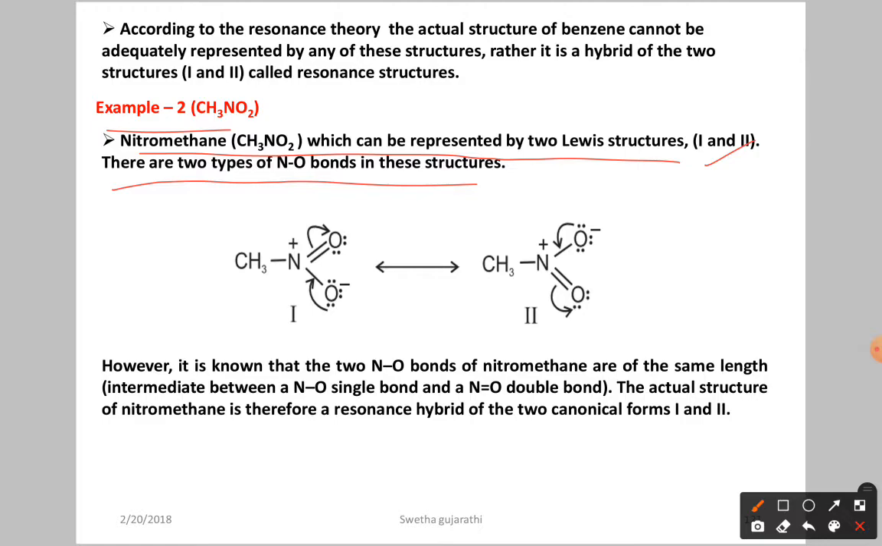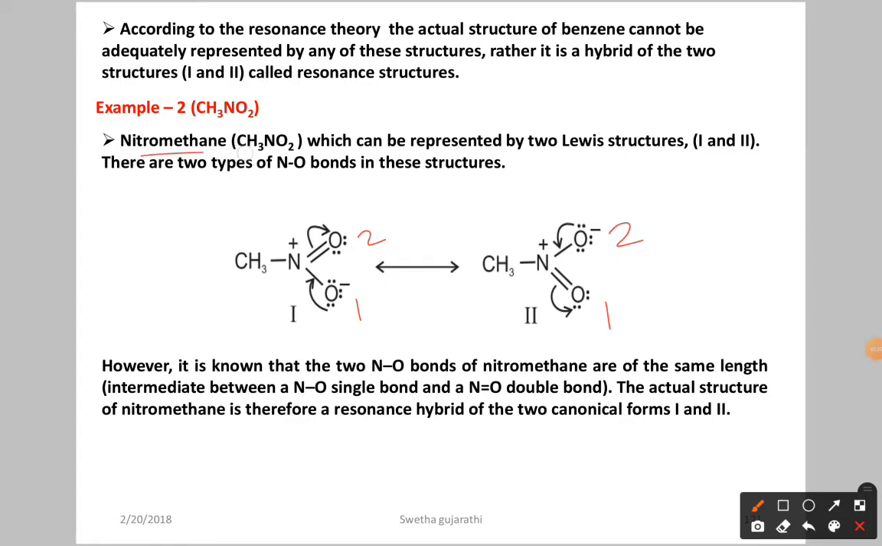So if you assume this is the first oxygen and this is the second oxygen, here we have only a single bond. But here, if you see, this is the first oxygen, second atom. Now this oxygen atom has the double bond and this one has a lone pair of electrons, which is converted into a single bond. So I am labeling them as the first and second oxygen atom.